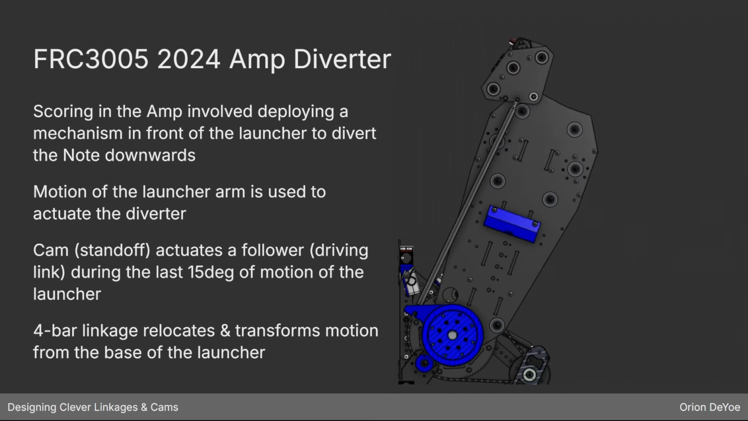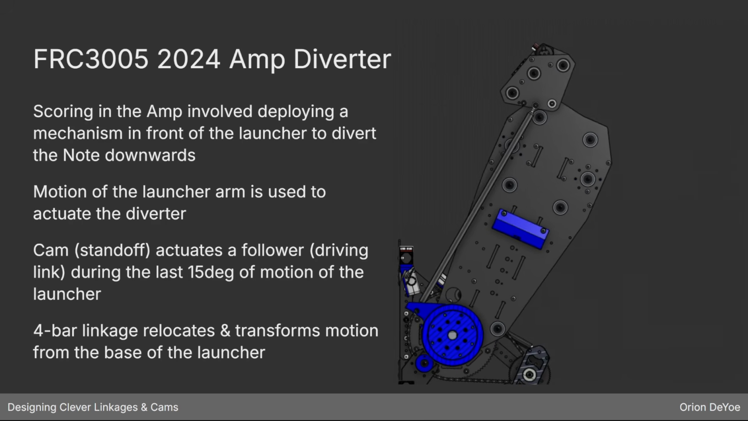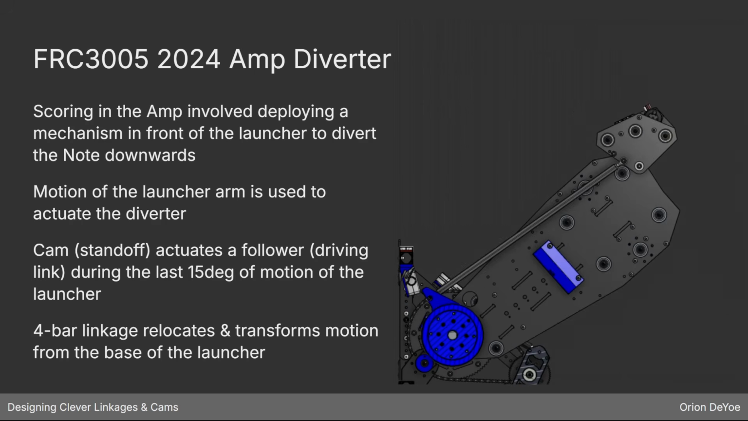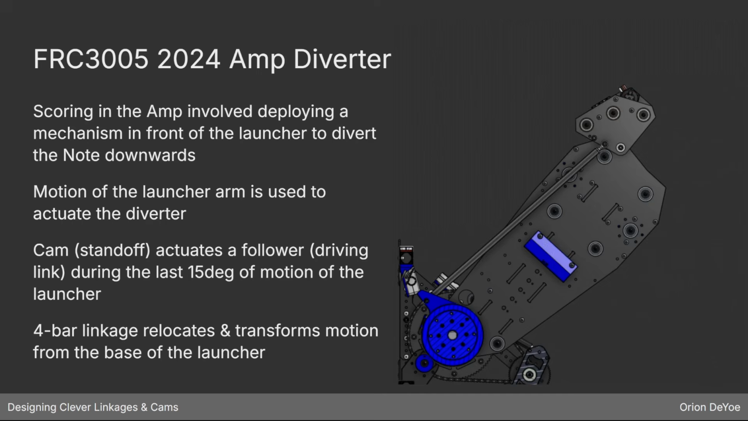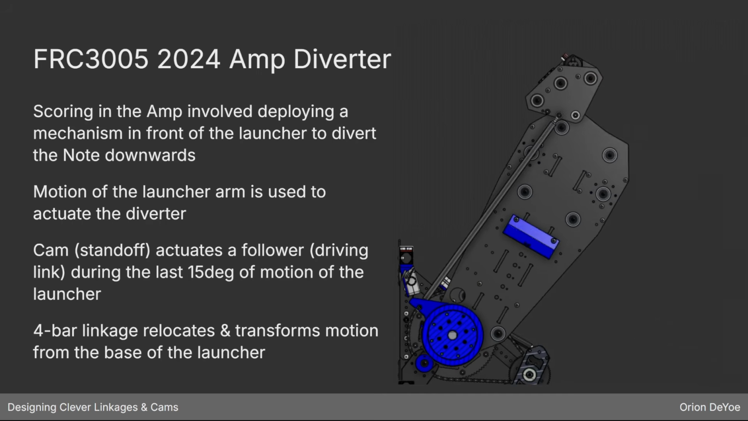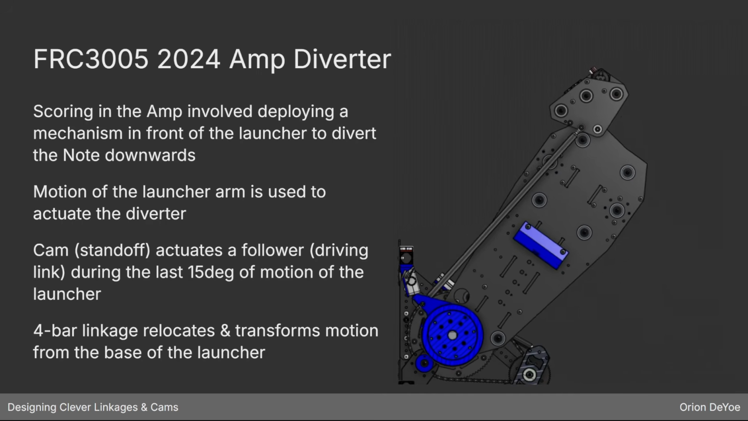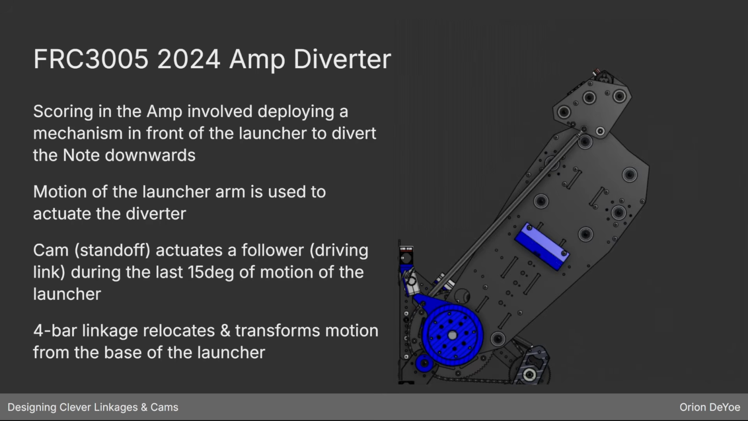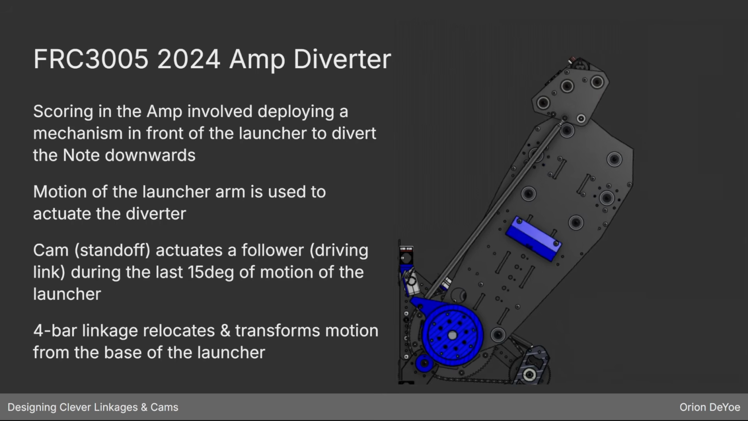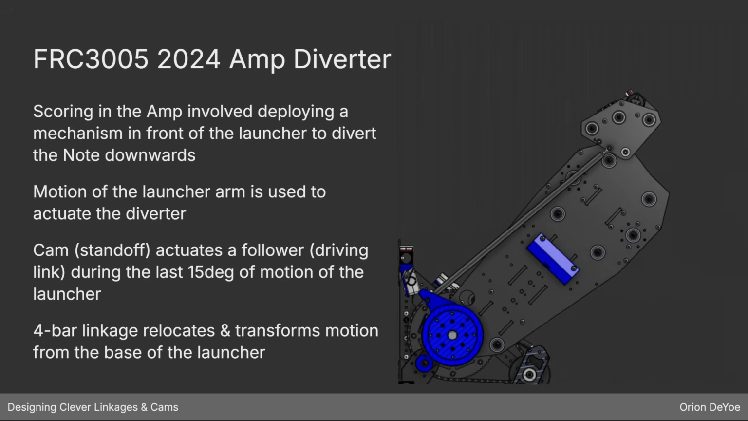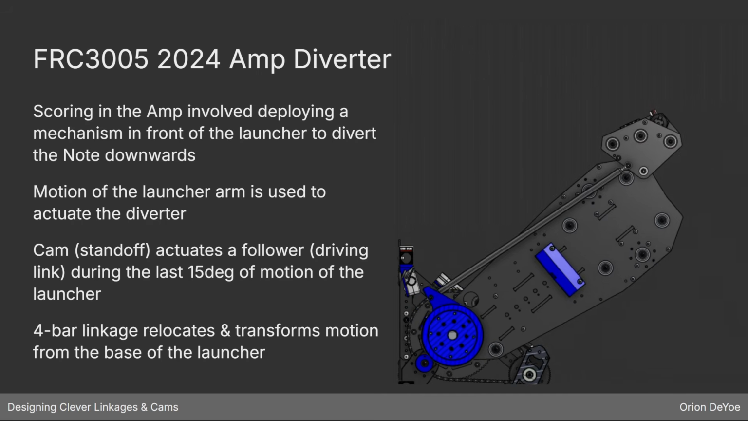Because this whole system already had a lot of motion on it, the motion of the launcher itself is used to actuate the diverter using a cam system, and then that is transferred using a linkage. And so there's this cam, which is just a standoff, and this goes back to what I was saying earlier in the presentation about cams not necessarily being this complicated thing. In this case, it's basically just a bar on the robot. And then there's a follower, which is this lever.